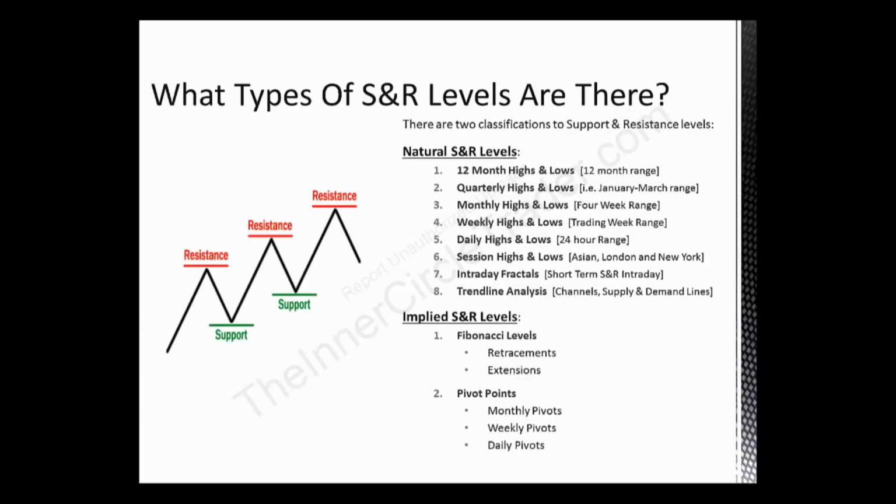So now what types of support and resistance are there? Well, there are two types of support and resistance, and in my own understanding, I dub them natural support and resistance levels and implied support and resistance levels. Now what is a natural support and resistance level? One would be obviously a 12-month high or low, the highest price in the last 12 months and the lowest price in the last 12 months. That's basically your 52-week highs and lows.